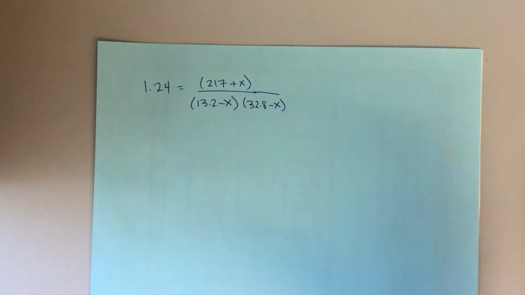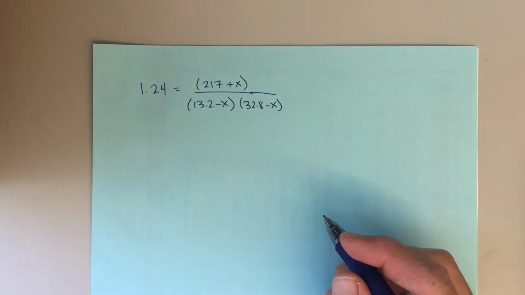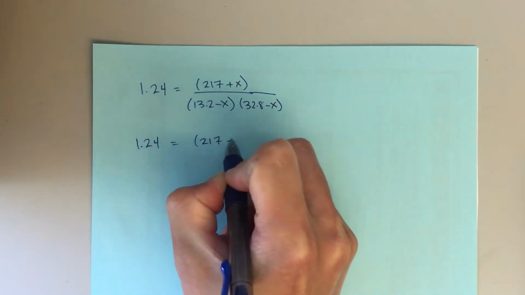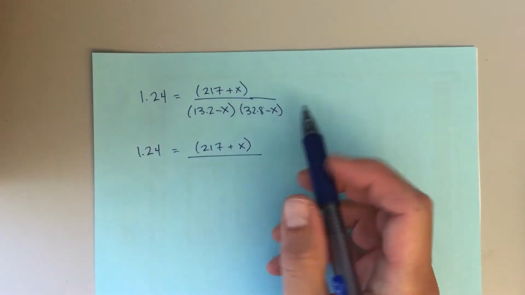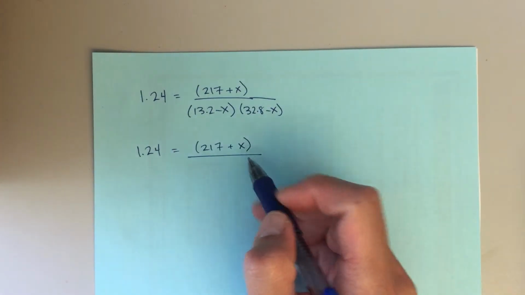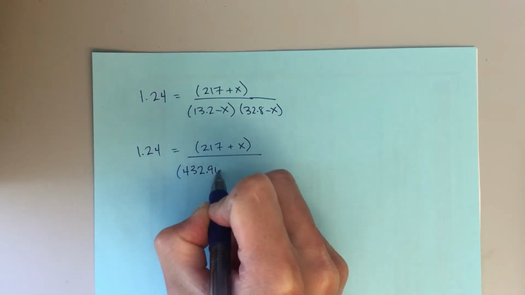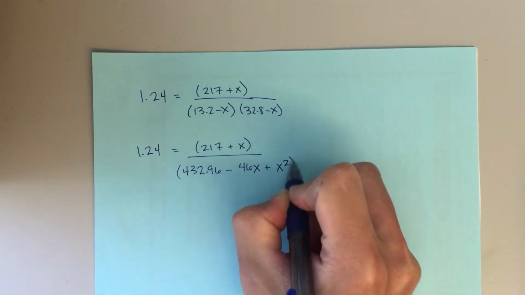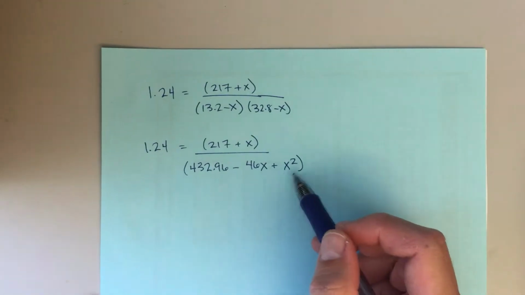If you do not have a fancy calculator, we can work this out algebraically. So I'm going to show you what I would do here. The first thing I'm going to do is distribute these bottom two parentheses. If I distribute this, I end up getting 432.96 minus 46x plus x squared. And it's going to be plus x squared because I've got minus x times minus x. That's going to give me a plus x squared.